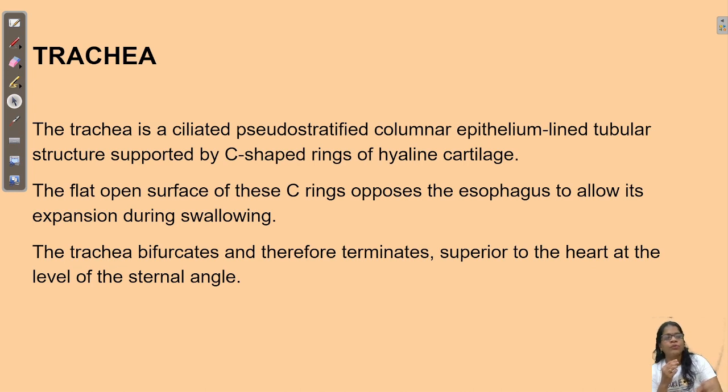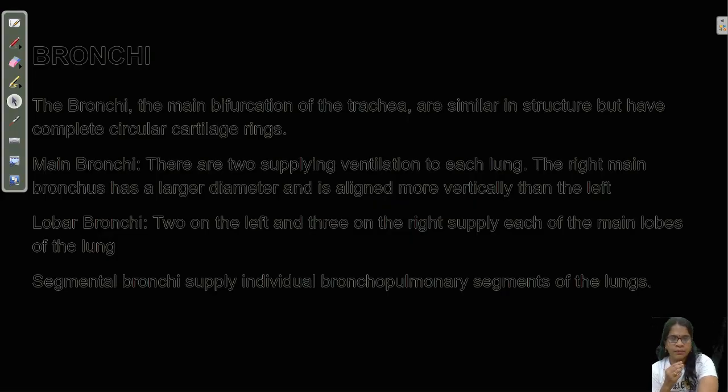Okay, and now let's go to the next important part called bronchi. The bronchi, the main bifurcation of the trachea, are similar in structure but have the complete circular cartilaginous rings. This bronchi is again divided into main bronchi, lobar bronchi, and segmental bronchi. You can even say it's like primary bronchi, secondary bronchi, and tertiary bronchi.